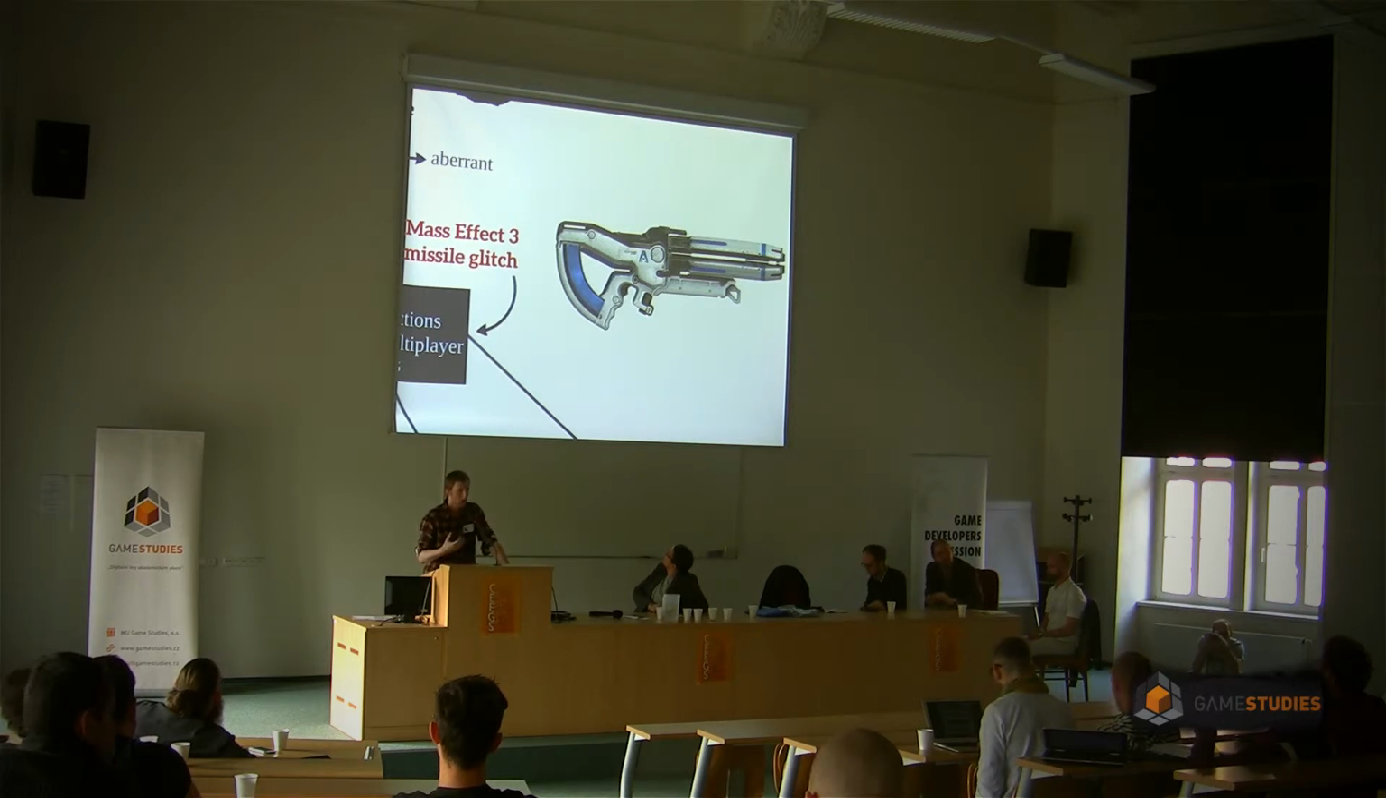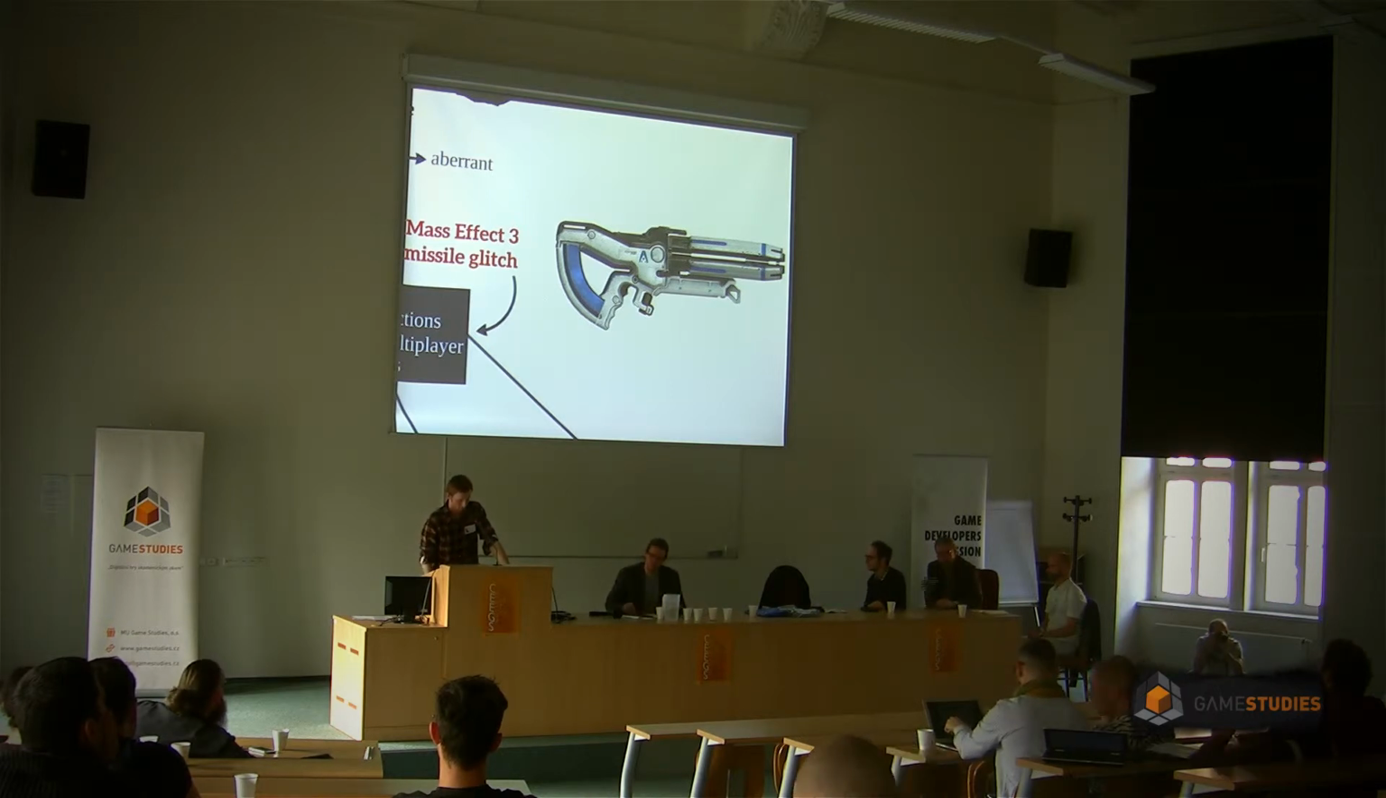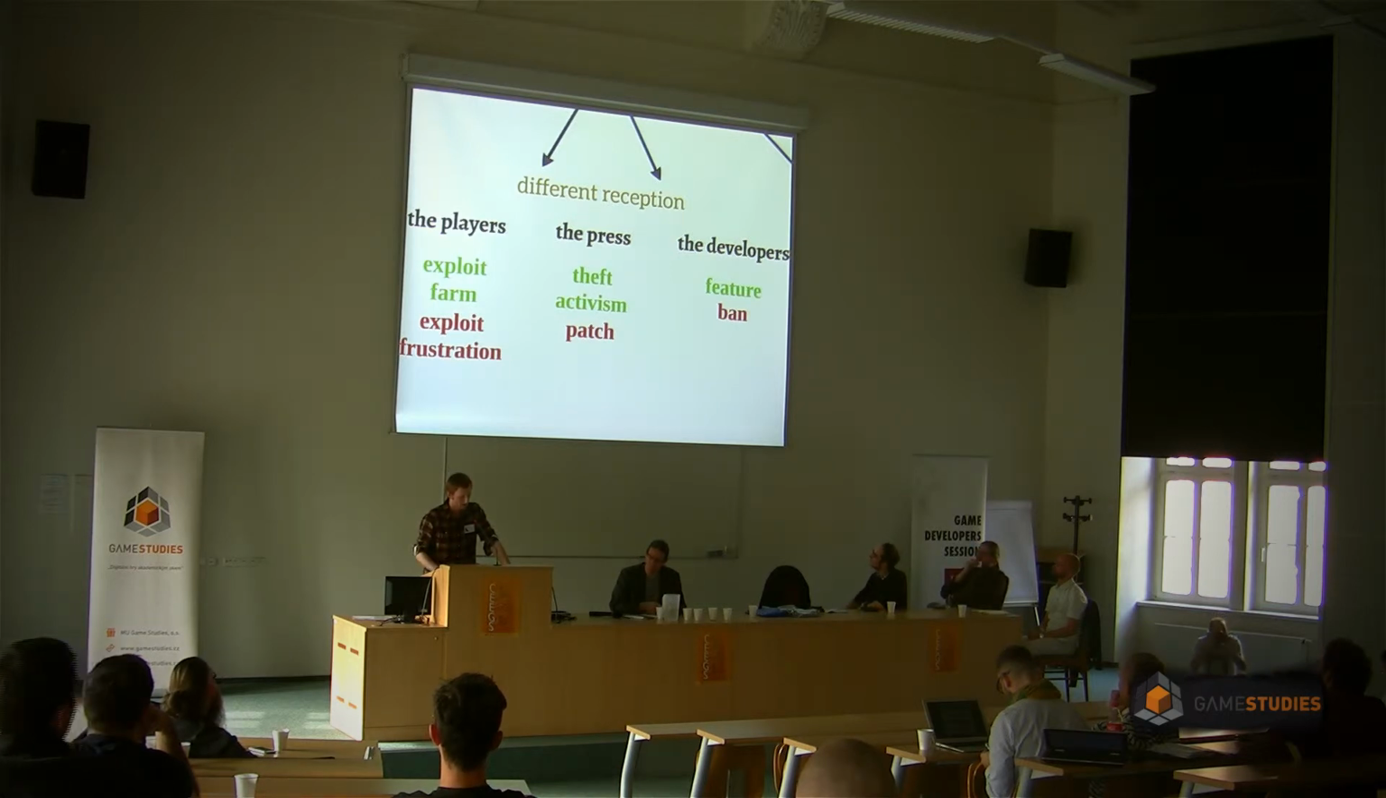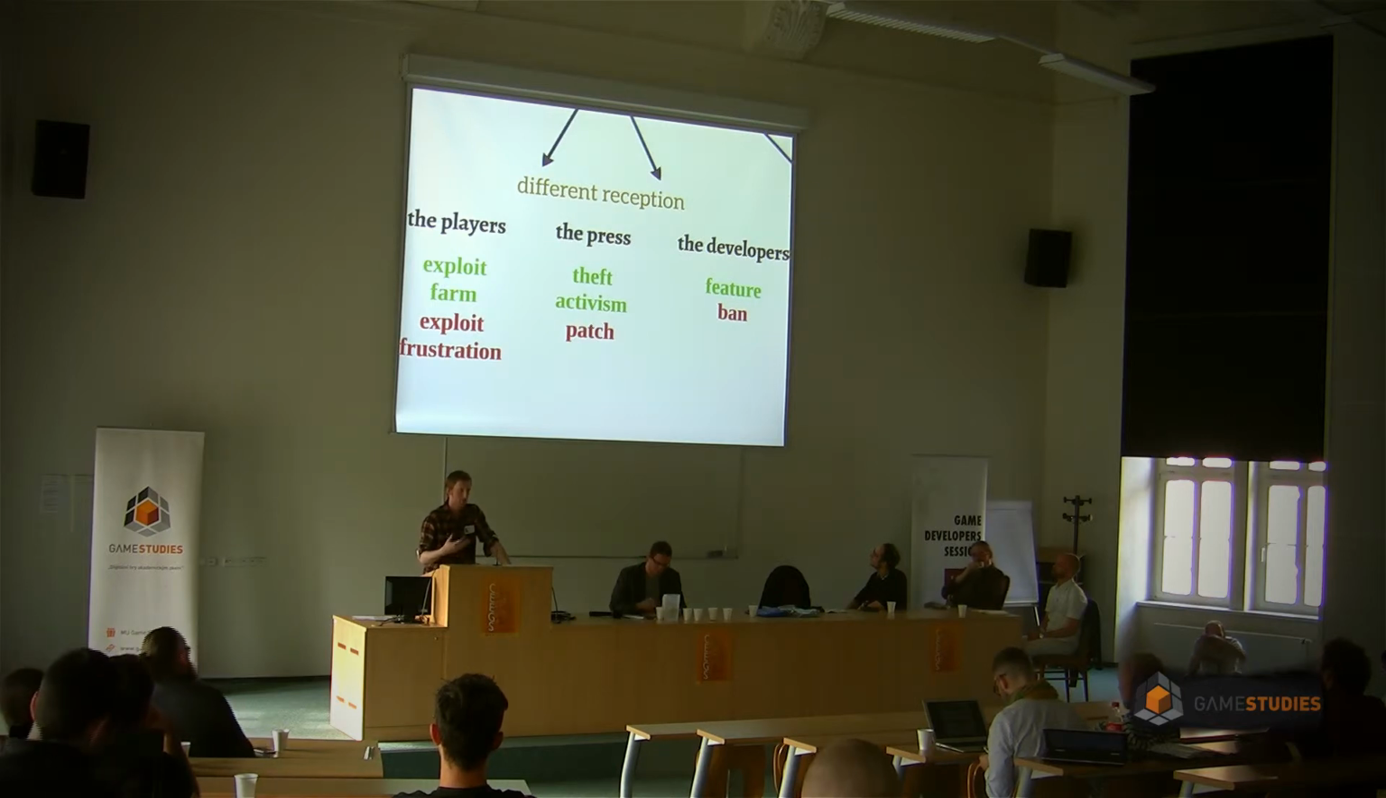So while we see there are quite many similarities, the reception of both these glitches among different stakeholders was quite different. We see three basic groups of stakeholders: the players, the press, and the developers. The players, in both cases, see those glitches or features, as you want to call them, as exploits. They are using them to gain advantage, or at least they think they're taking advantage.